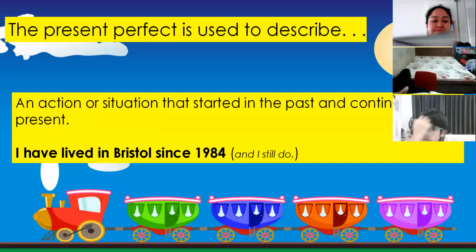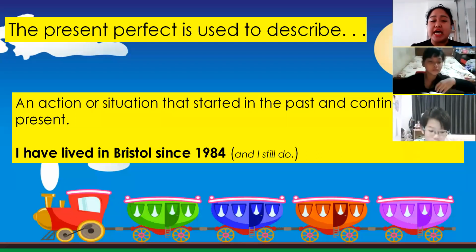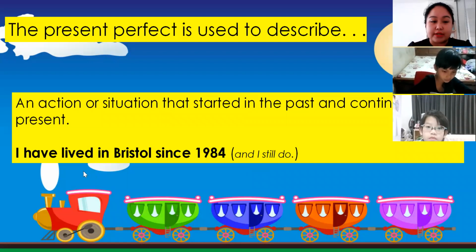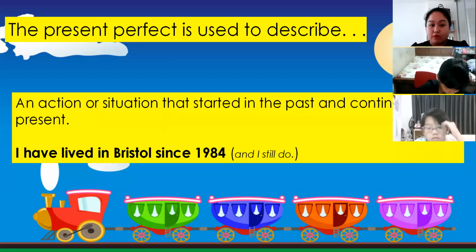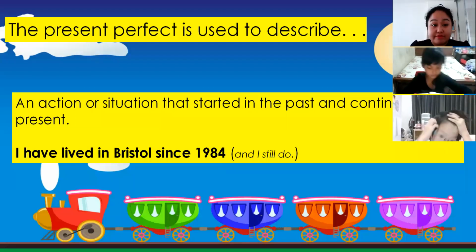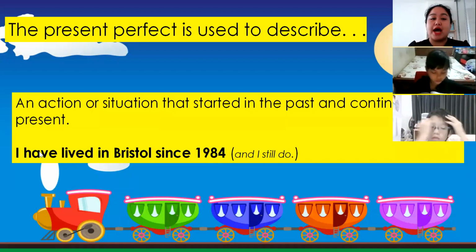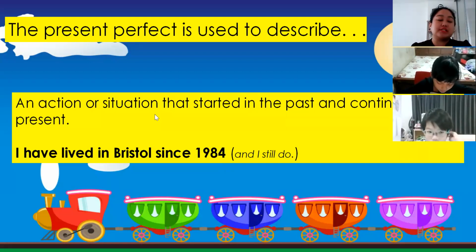Look at my example here. I have lived in Bristol since 1984. Look at this one. Started since 1984 up until now. I am living in Bristol. So we use present perfect to talk about a situation that started in the past and still continues in the present.